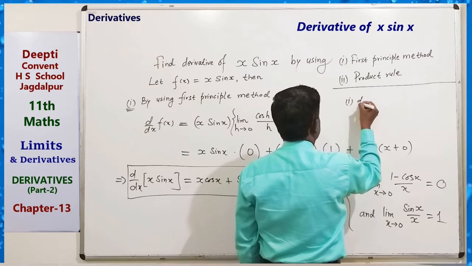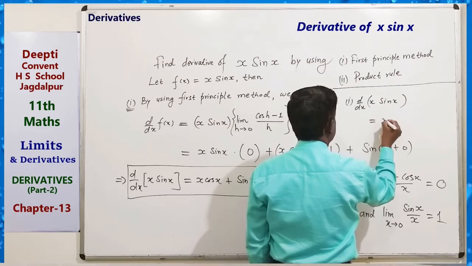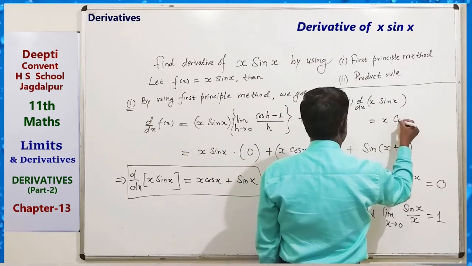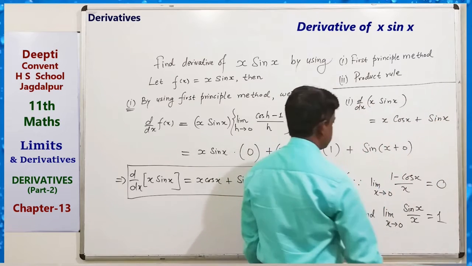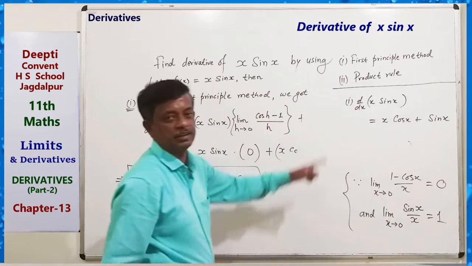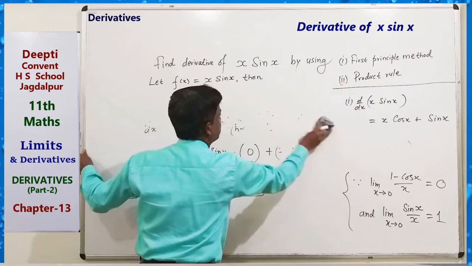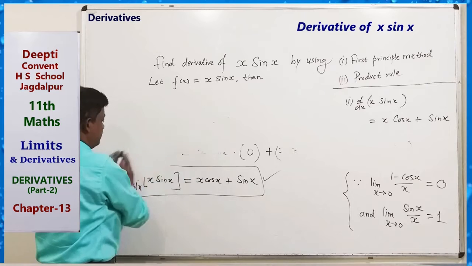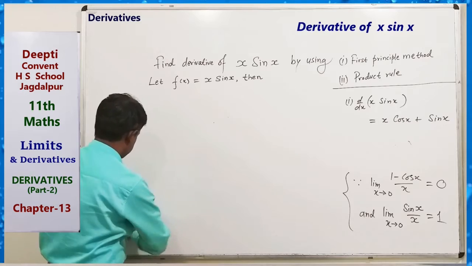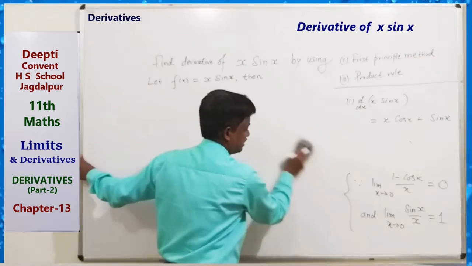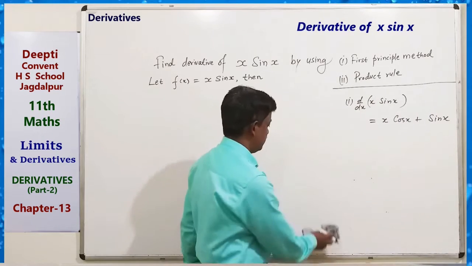First, d/dx of x sin x is equal to what? x cos x plus sin x. We get this from the first principle method. Now, by using the product rule, we know the product rule. What is the product rule? (uv)'. This is a long method. Using the first principle method is the long method.